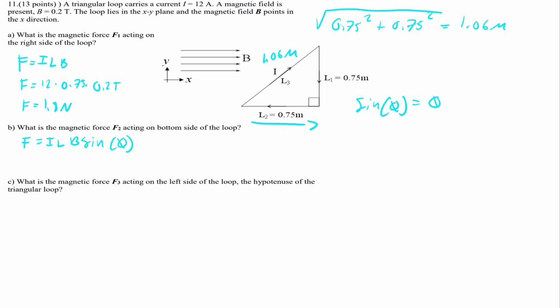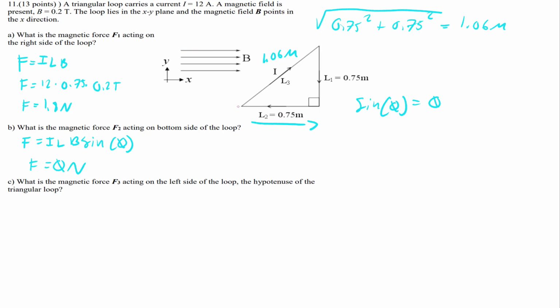And because we are at 0 degrees, F is equal to 0 newtons. This is only possible because the B field goes in a straight line in the x direction, and this wire only has x components, if you like to think of it in vectors. Because we are going parallel, or rather anti-parallel, the angle is 0, and sine of 0 is just 0. So the force is 0 newtons.